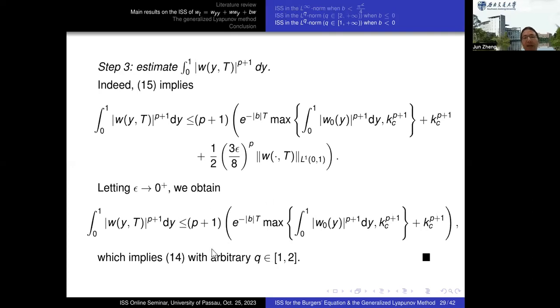This implies the ISS in the spatial L^(P+1) norm for the Burgers equation, because P can be chosen arbitrarily, and we can let P tend to 0 and 1. We can conclude that the system is ISS in the spatial LQ norm for any Q that belongs to the closed interval from 1 to 2.